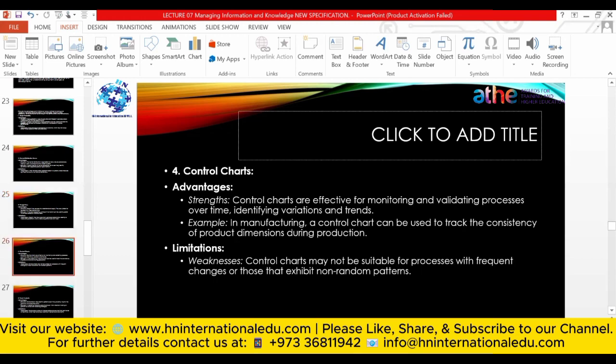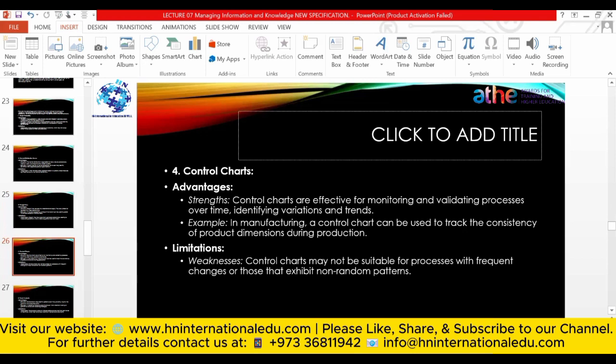Control charts. Control charts are effective for monitoring and validating processes over time, identifying variations in trends. When we want to verify the trends, this means what was the result in 2020, 2021, and so on. That is the comparison of the years. For example, in a manufacturing company, a control chart can be used to track the consistency of product dimensions during production. That is, whether we were able to increase the size of the product or not. From 15 ml to 30 ml to 50 ml to 100 ml. Obviously, with the passage of time, we are going to increase the product size as well, if it's a hit.